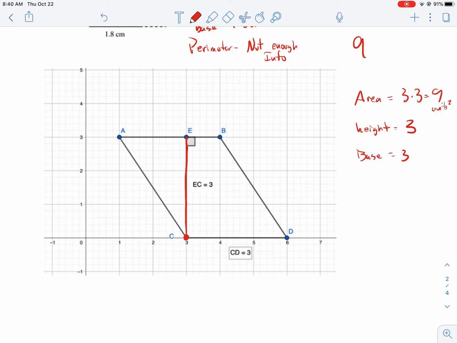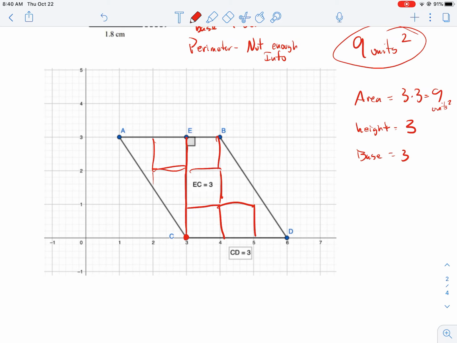Let me write it off here. Okay, which means we have 9 1x1 boxes inside our parallelogram, right? Doesn't quite look like it, but if we were to kind of piece those together like a puzzle, we would get 9 units.